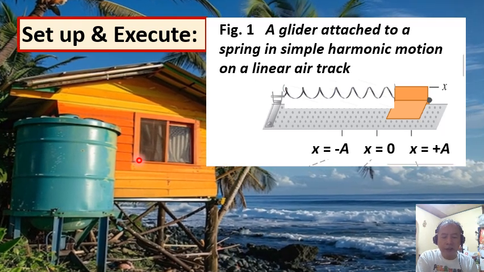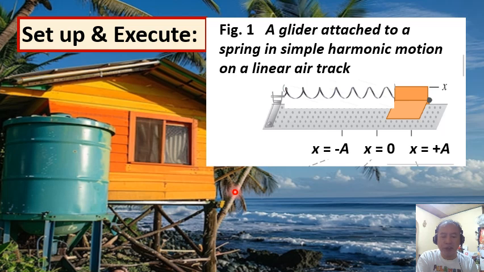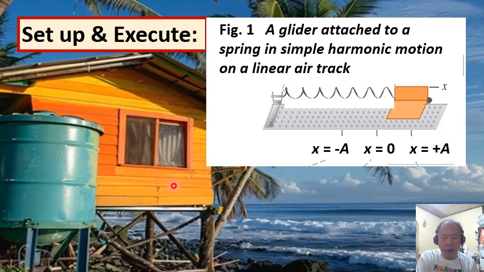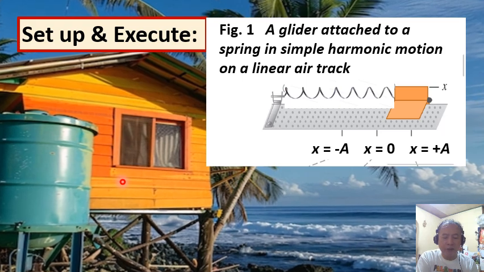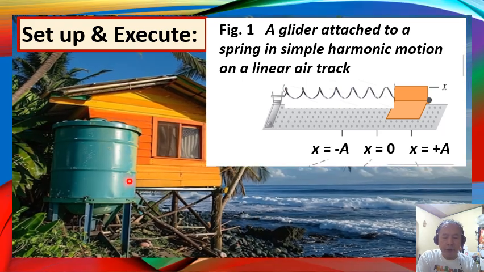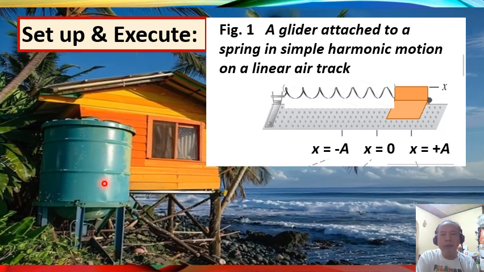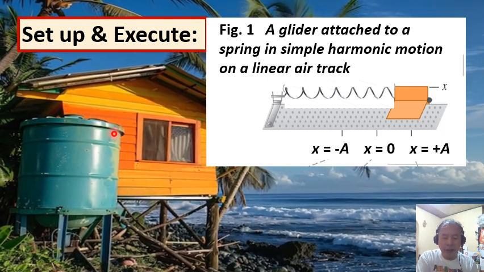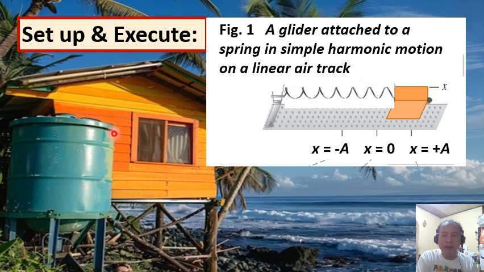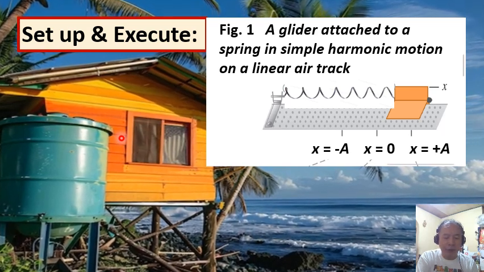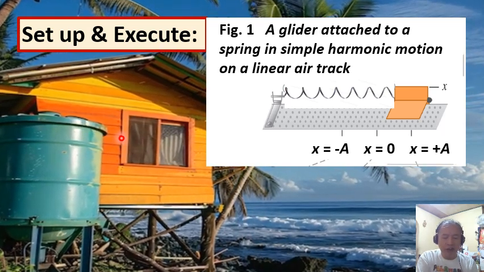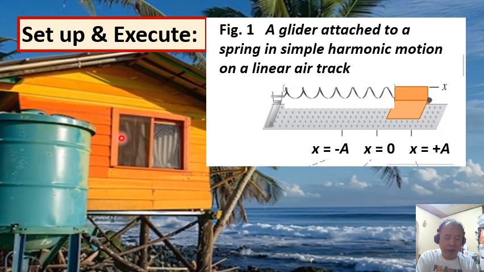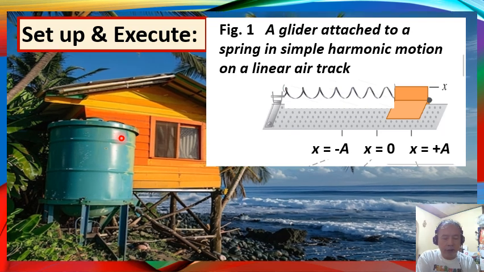Notice that the usual quantities associated with simple harmonic motion, such as frequency f and the period of oscillation, capital T, are not provided in the question. Instead, you are given the horizontal displacement x and the amplitude, capital A, of the oscillation. The maximum velocity of the glider is also given.